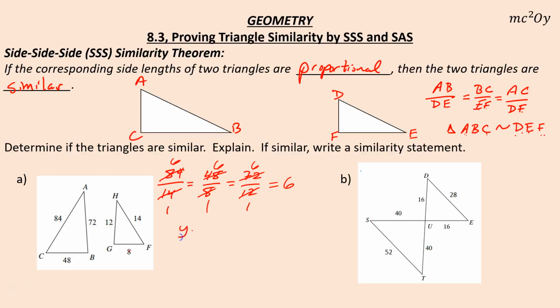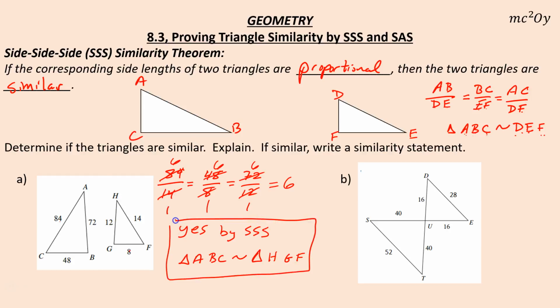Therefore, by side angle side, oops, not side angle side, excuse me, side side side, triangle ABC is similar to triangle HGF. Okay, so A to H, B to G. Make sure you have them in the correct order there. All right, you've shown it by your similarity ratio.